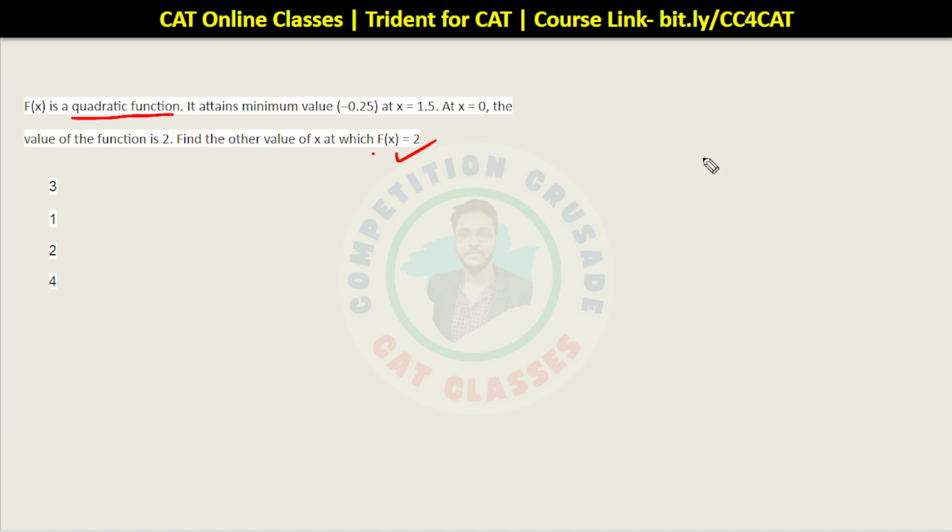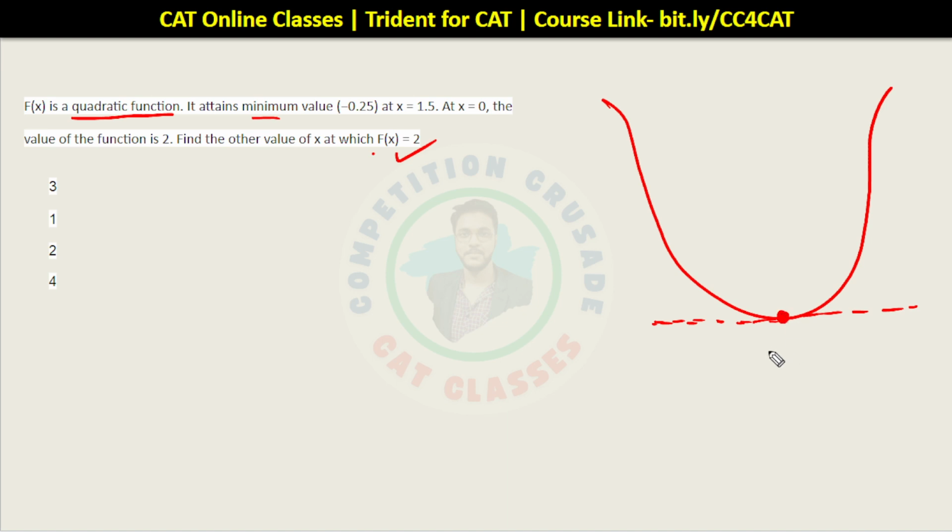All right, so basically what you need to understand is that the graph of a typical quadratic function is that of a parabola, be it an upward parabola or a downward parabola. Because we are dealing with a minimum value, this has to be an upward parabola. Now this tells me that the graph attains a minimum value of minus 0.25 at the x value 1.5. Okay, at x equals 1.5 the y coordinate is minus 0.25.